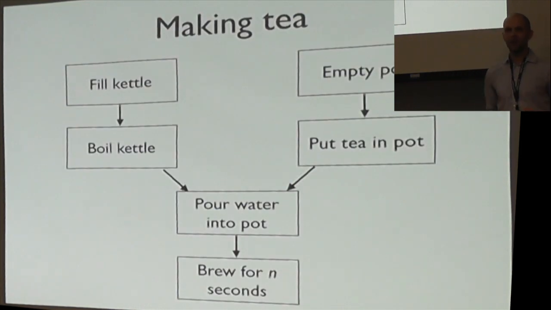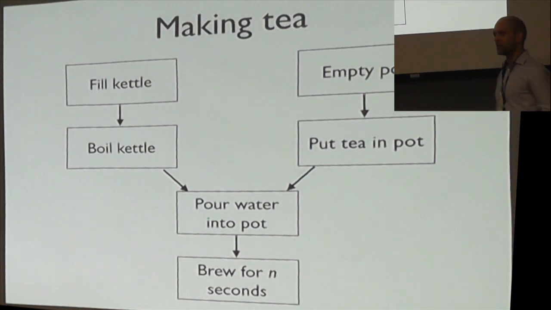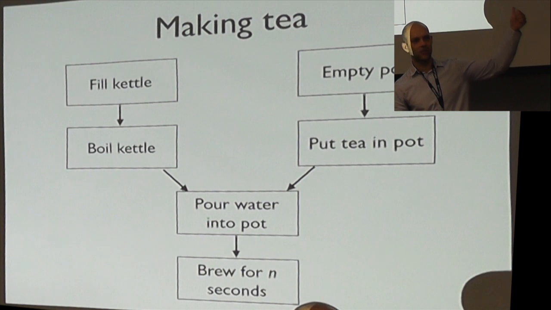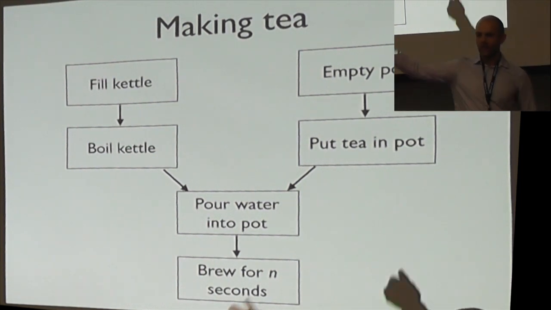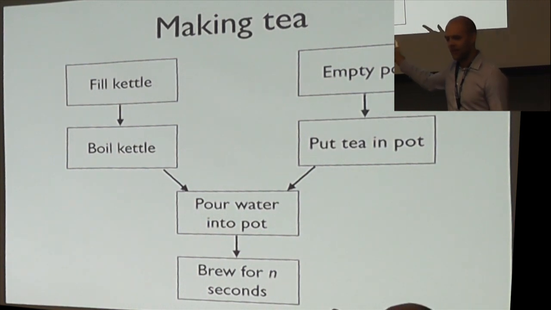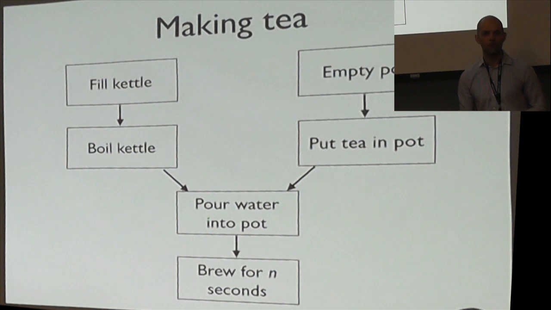And I actually want to look at a non-software system. Making tea. I'm English, what would you expect? So this is a fairly standard way of making tea. Put water in a kettle, boil it. Hopefully empty the teapot before you put any more tea in. And then you put the water in the pot and you brew it for some amount of time.